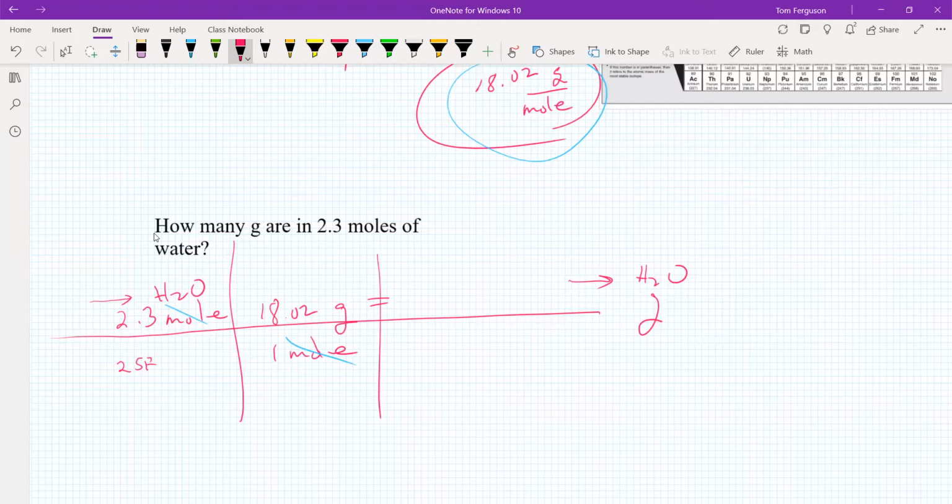No, that's a one-stepper because we're already at grams now. What are we trying to calculate? Grams. Now, how many sig figs is our answer going to have? Well, this has got 4. So how many sig figs is our answer going to have? Two. Yeah, 2. Because 2 is less than 4.